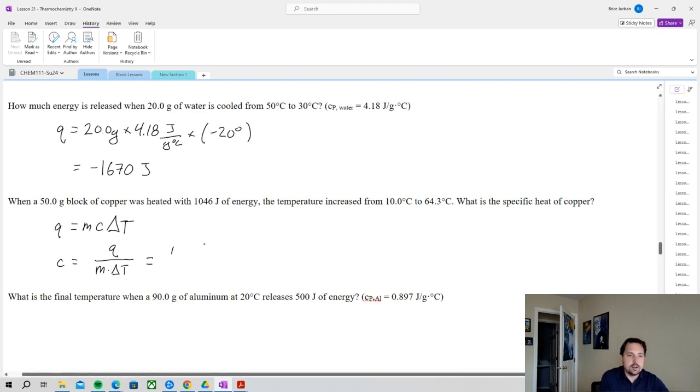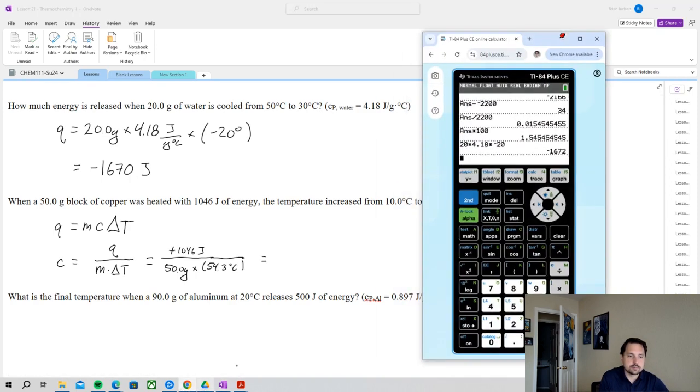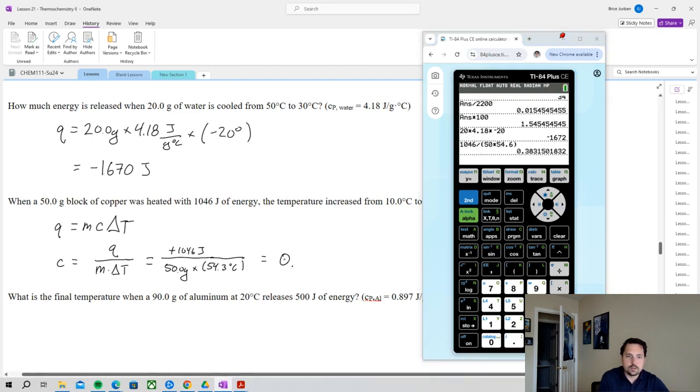So we have a positive 1,046 joules, 50 grams, and the temperature change here is 54.3 degrees. And we get the same value that was listed above, 0.383 joules per gram degree C.